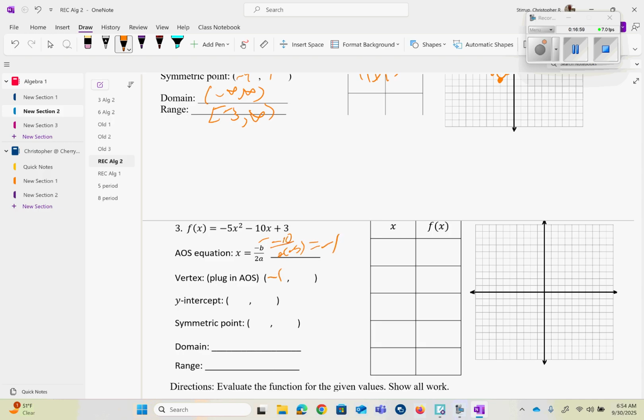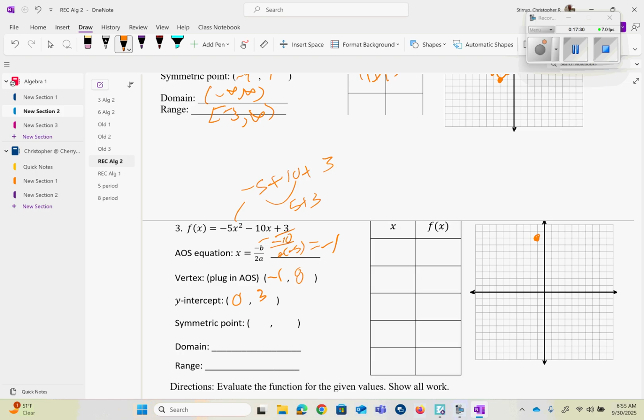I'm going to plug negative 1 back in here. So negative 1 plugged in there is going to give me negative 5 plus 10 plus 3. It's 5 plus 3, which is 8. So I'm going to go negative 1, 8, which is up here. My y-intercept is going to be 0, 3 because it's in standard form. Symmetric point, we'll get to that in a moment.